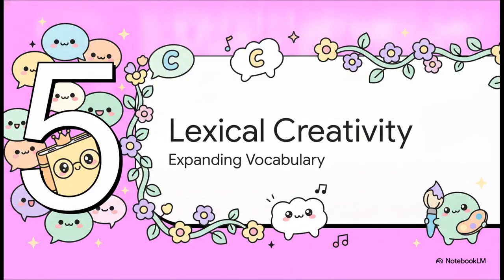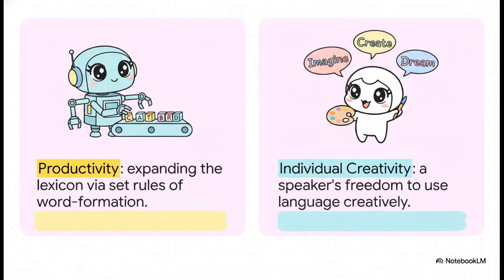Section 5. Lexical creativity. Shifting gears a bit to explore how a language's vocabulary actually expands and breeds. As applied linguists, we draw a hard line between two different areas here. The first is productivity. This is a language's built-in faculty to expand its lexicon by means of a given group of rules of word formation. A brilliant literary example is Anthony Burgess's novel A Clockwork Orange, where characters use a highly productive, entirely invented lexicon based on specific rules.